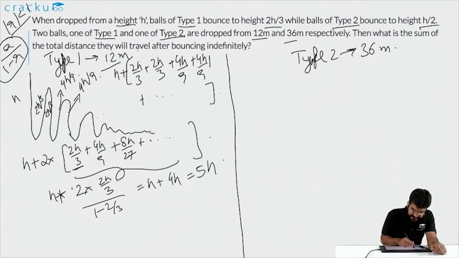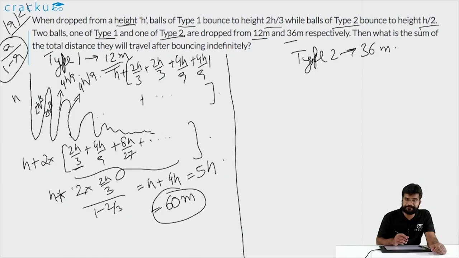In this case, h is 12 meters. So this will be 60 meters. So the total distance traveled by the ball of type 1 is 60 meters. If you are looking at the ball of type 2, it will have a similar way in which it travels, but the numbers will change a little.